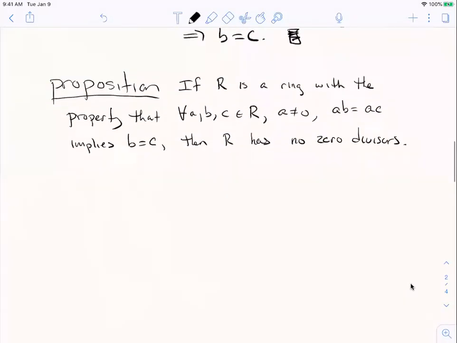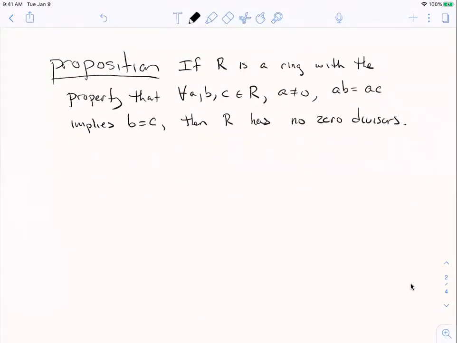What's the second proposition? The second proposition is basically the converse. It says if you take a ring that has the left cancellation law, so whenever A isn't 0 and AB is equal to AC, that forces B to be C, then your ring actually cannot have 0 divisors. So these two propositions together basically say that having the cancellation law is equivalent to having no 0 divisors. That's kind of what it means. Okay, let's see if we can prove this.